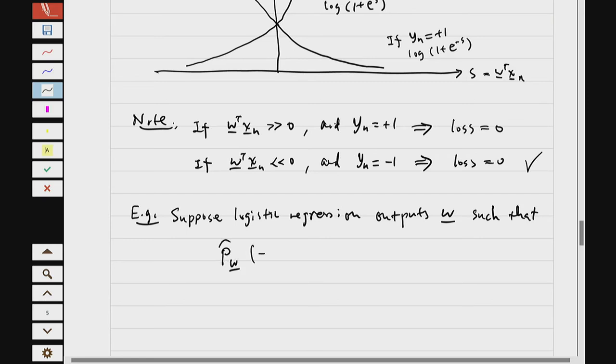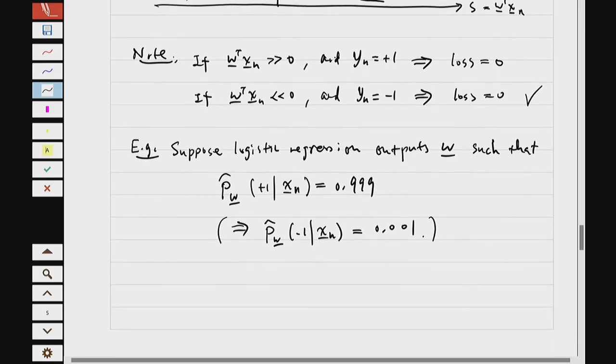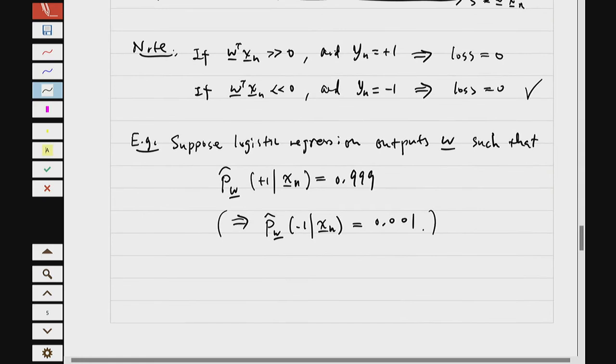Let's do a bit of an extreme case first. Say the probability for x_n is equal to 0.999. So you're very confident that for this particular data point, it should be plus 1. You're 99.9% sure it should be plus 1. That means also that you are saying it is minus 1 with probability 0.001. They mean the same thing. So you're quite certain that it is plus 1.